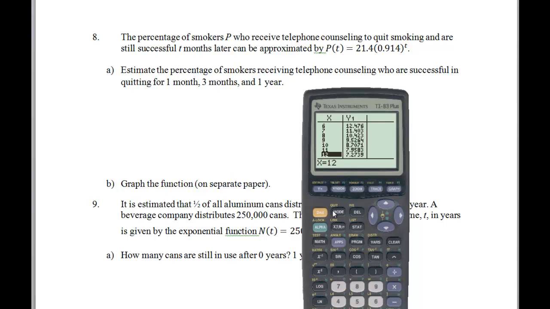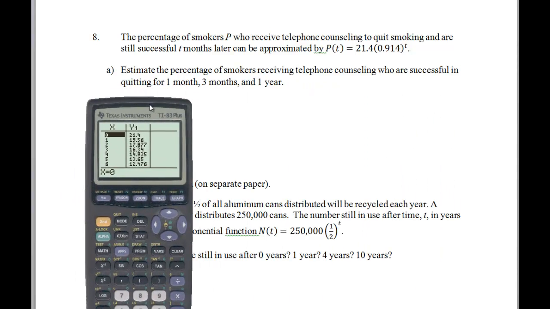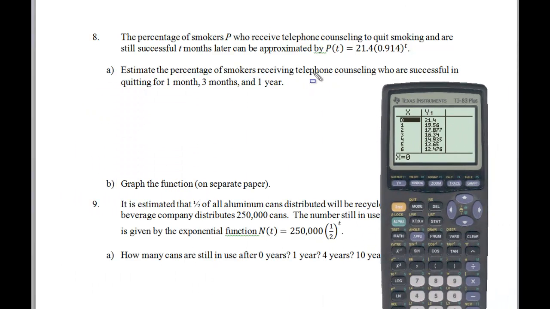Now it says graph the function on separate paper. What I would do is use this table as kind of your guide. I would start always with your 0. So I'm going to put this over here and graph this on the screen. When you do your graph, think to yourself, okay, what's reasonable here? What's reasonable is probably starting off around 20, even though the highest point is 21.4, so maybe 25, and go by fives. This is 20, this is 15, this is 10, this is 5, and this is 0.